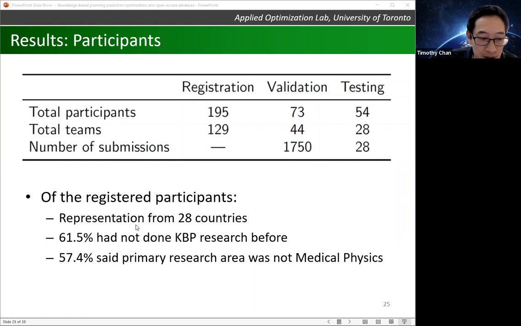And so just of the registered participants, just to give you an idea, we got representation from 28 countries. Over 60% had actually not done KBP research before. So we did some surveying. 57% said medical physics wasn't their area. So we got a lot of people who are from engineering, from computer science, and machine learning researchers who had discovered this competition and simply wanted to participate. So we thought this was a nice byproduct of it, to actually try and bring new people into this field and get them interested in this area of research.